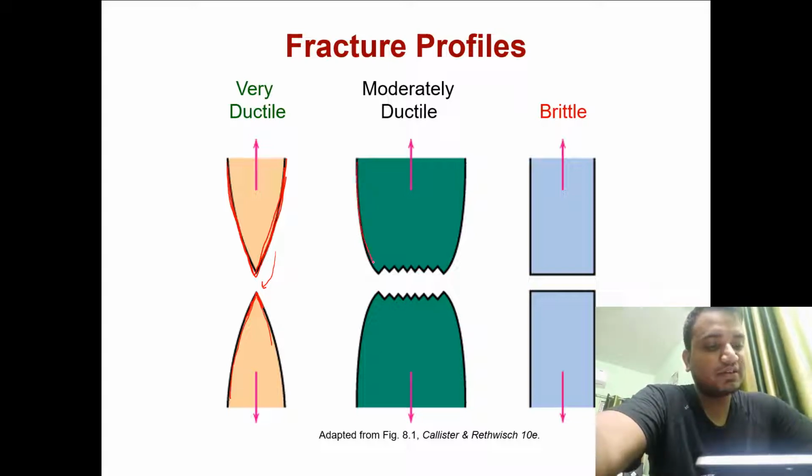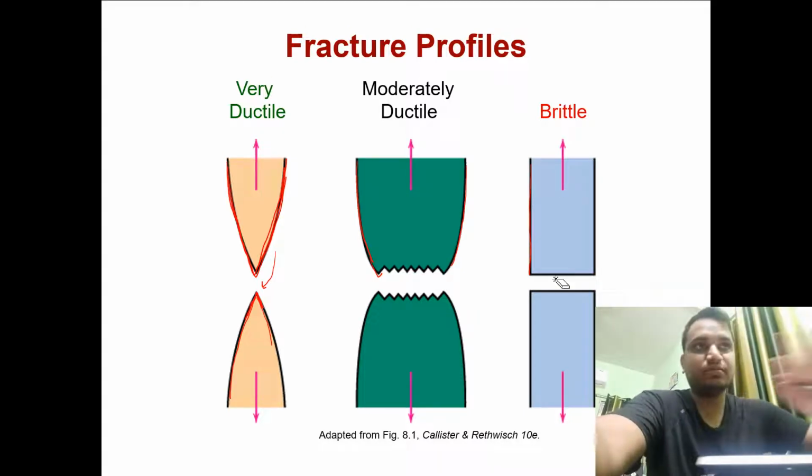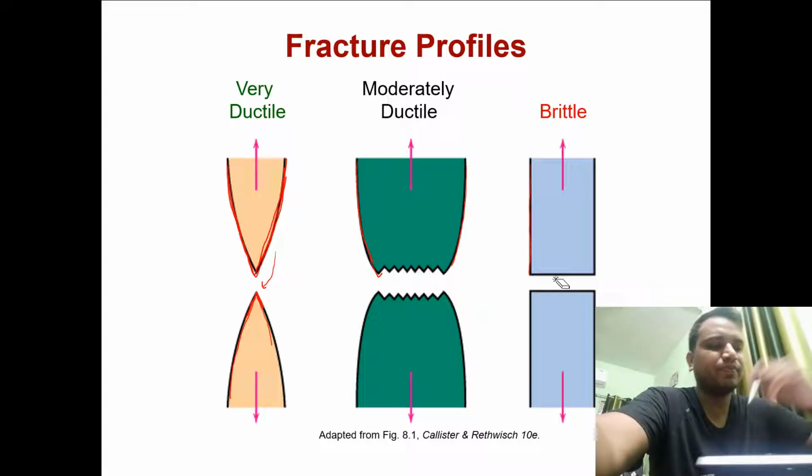This is somewhat moderately ductile. The thinning is there, but it's not very thin, though somewhat significant. And this is the specimen where we do not observe any thinning, but it fails. The surface feature is also flat, as given here. This is a very exaggerated form of brittle fracture. Actually, not all brittle fractures are very flat, but you will see that the surface looks very planar. That's why it is marked like this.